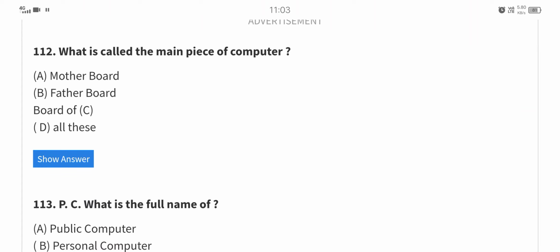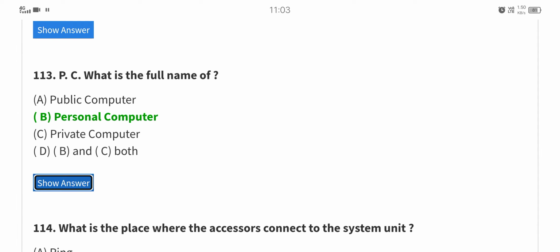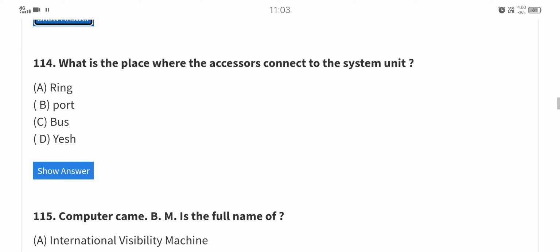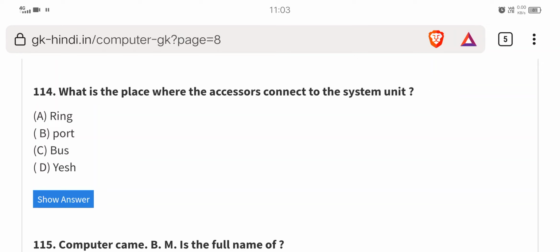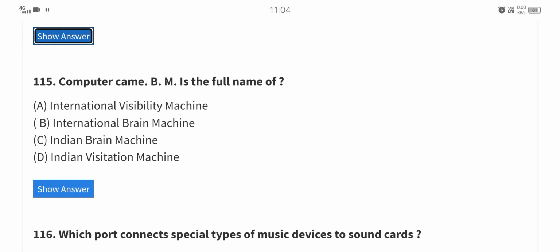What is called the main piece of a computer? Motherboard. PC. What is the full name of personal computer? What is the place where the accessories contact the system unit? Port. IBM is the full name of International Business Machines.